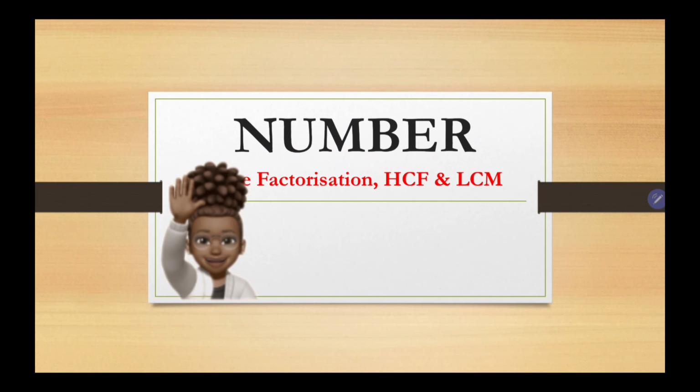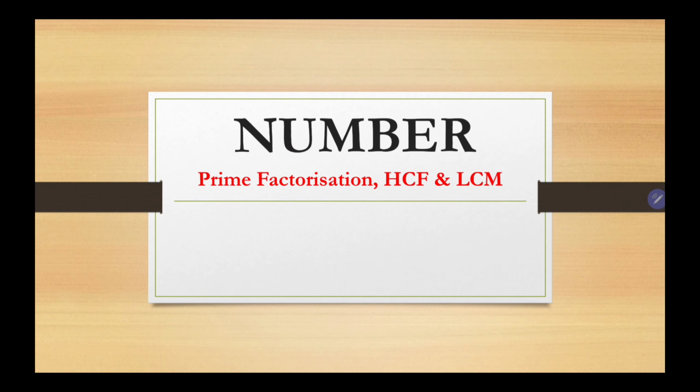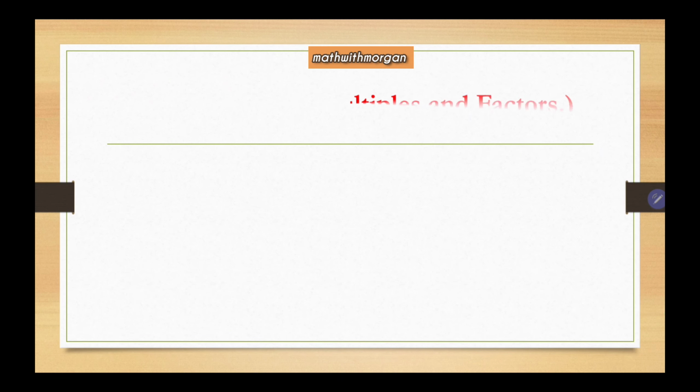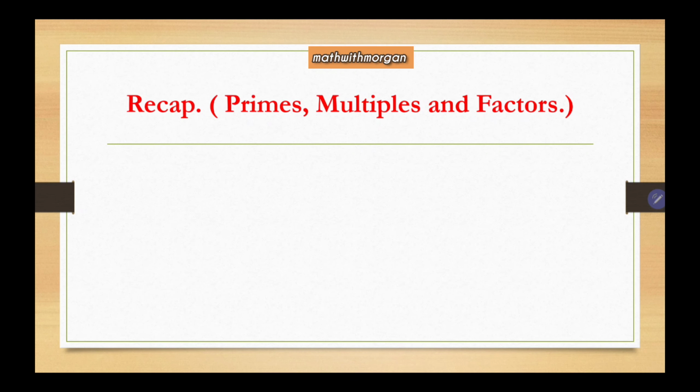In today's video, we're going to be looking at prime factorization, finding the highest common factor and the least common multiple. So, the objectives of this video tutorial is for you to learn how to write a number as a product of its prime factors and to learn how to find the highest common factor and least common multiples of numbers. Let's get started. We're going to start off with a recap, okay?